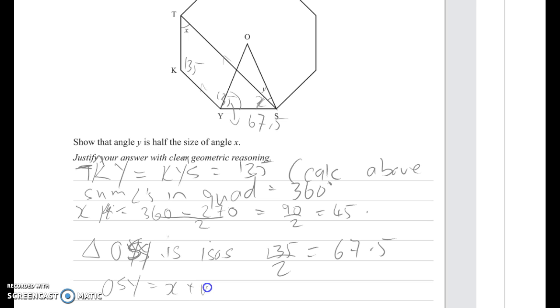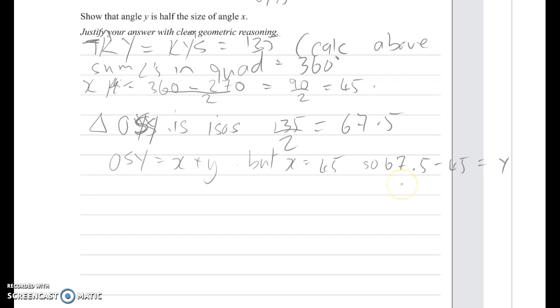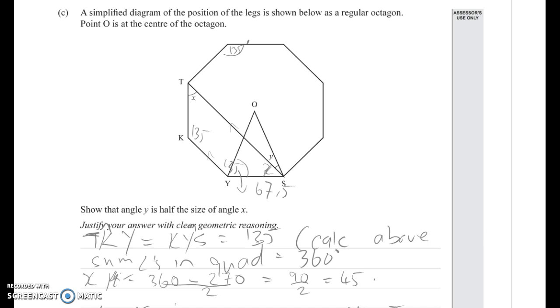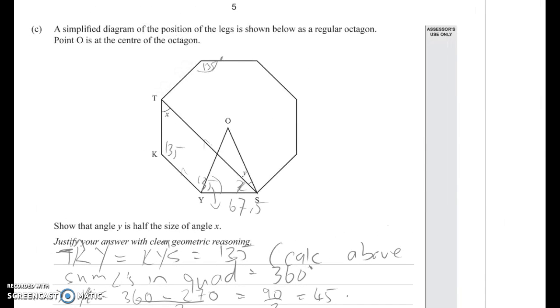OSY equals x plus y, but x equals 45. So 67.5 minus 45 equals y. And 67.5 minus 45 equals 22.5, which is half of x. So that's the way they did it. And that's all good. I would probably have done it slightly differently. I would have sort of thought about that.